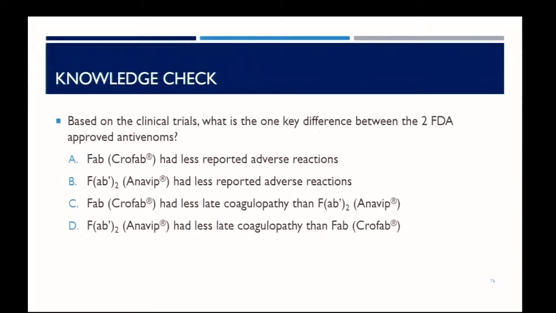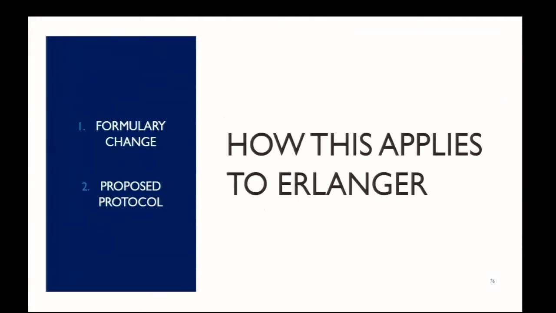Our third knowledge check, based on the clinical trials, what is the one key difference between the two FDA-approved anti-venoms? A, Fab has less reported adverse reactions. B, Fab2 has less reported adverse reactions. C, Fab had less late coagulopathy than Fab2. D, Fab2 had less late coagulopathy than Fab. Correct, it is D.